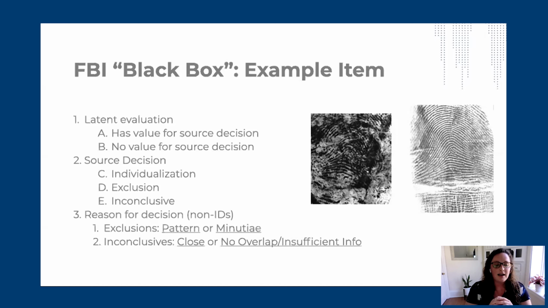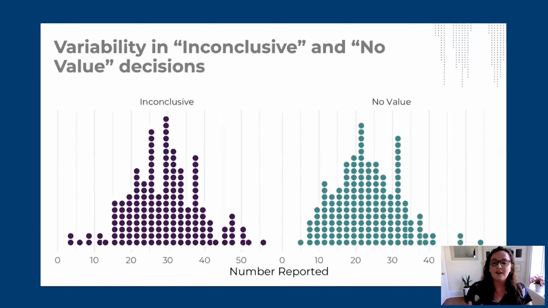And so I have pooled the no overlap and the insufficient information inconclusives into a single category to kind of represent the general inconclusives. And then finally, they also reported the difficulty of the question on a 5-point scale. And so if we start to look at the variability in the decisions, there's actually a lot of variability in the inconclusive and the no value decisions.